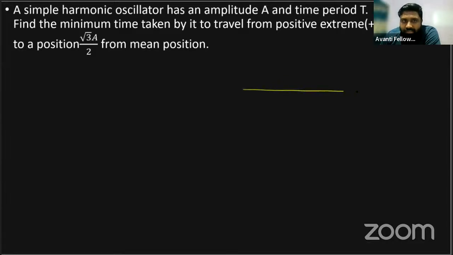Let's say this is the straight line on which this simple harmonic oscillator is working. This is the mean position. Nothing is given about the mean position, so we will take x is equal to 0. This positive extreme is plus A. This negative extreme is minus A.